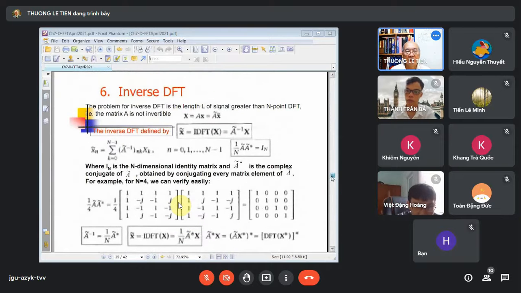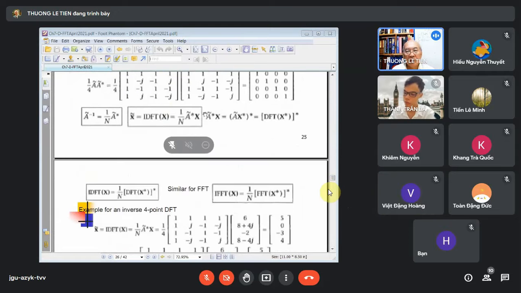Yeah. This is the inverse DFT. Okay? We have three formulas. This is the first formula. Now, try to have good concentration. I will ask you again about it. The first formula to calculate the inverse DFT or FFT. It doesn't matter whether we write DFT or FFT here.